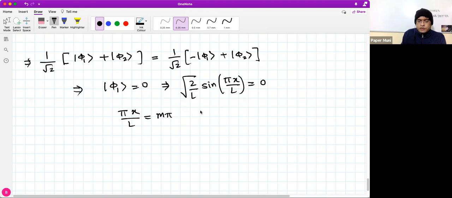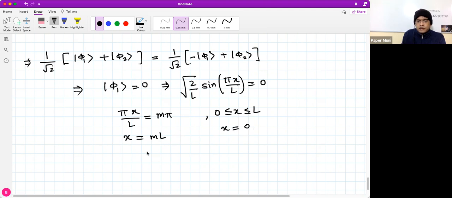So what is x? x is equal to m L, and x lies between 0 and L. So what are the values x can take? If you see this, what are the values x can take?